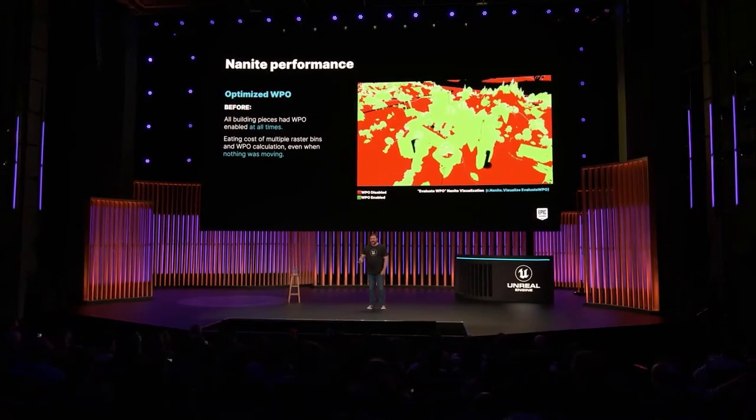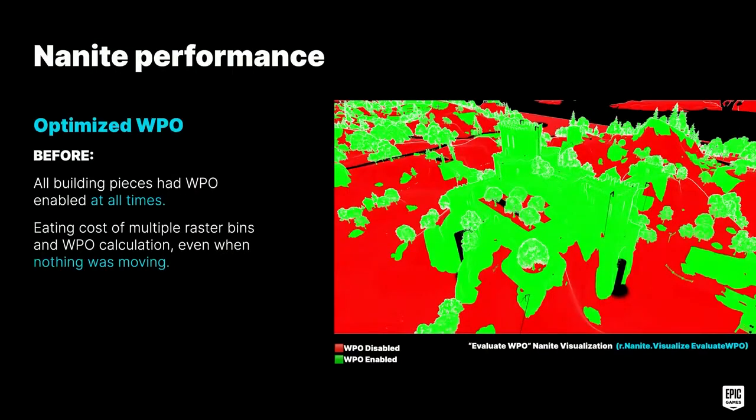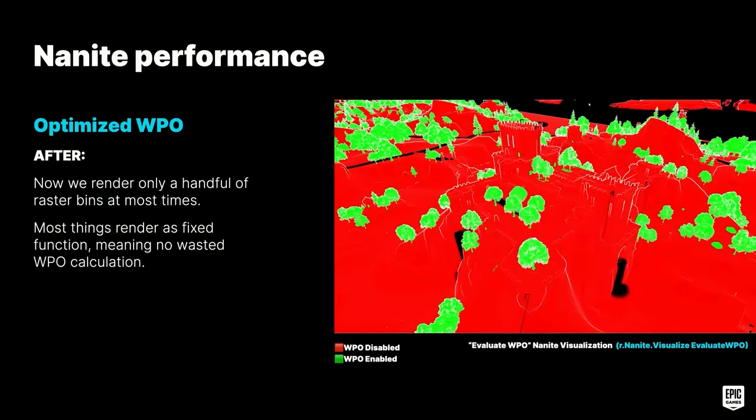This aerial view of the castle shows just how many objects previously had WPO enabled unnecessarily. This was especially bad for performance because the cost of another raster bin was compounded for each unique material being rendered this way. With the new logic in place, we reduced our raster bin count to usually a handful at any given time. Because most things rendered now as fixed function, rasterization was cheaper due to skipping the WPO calculation.